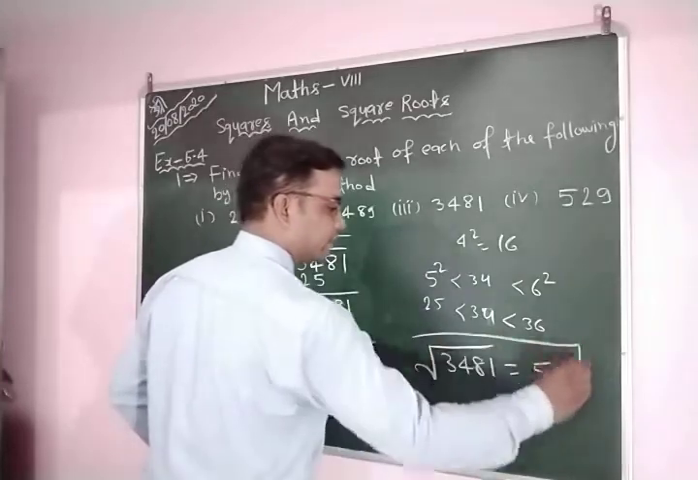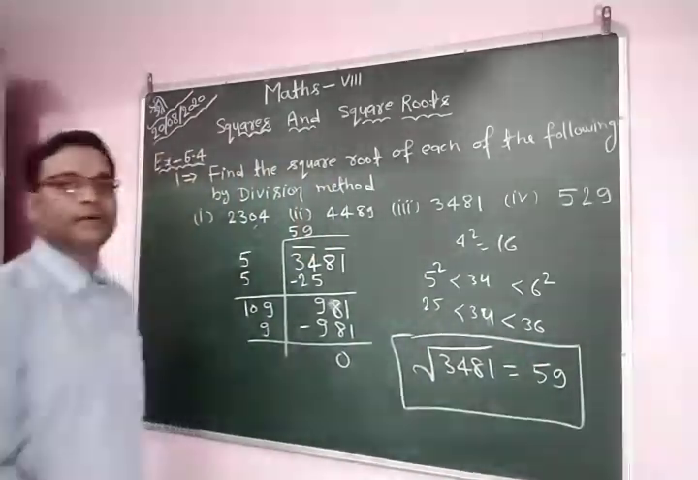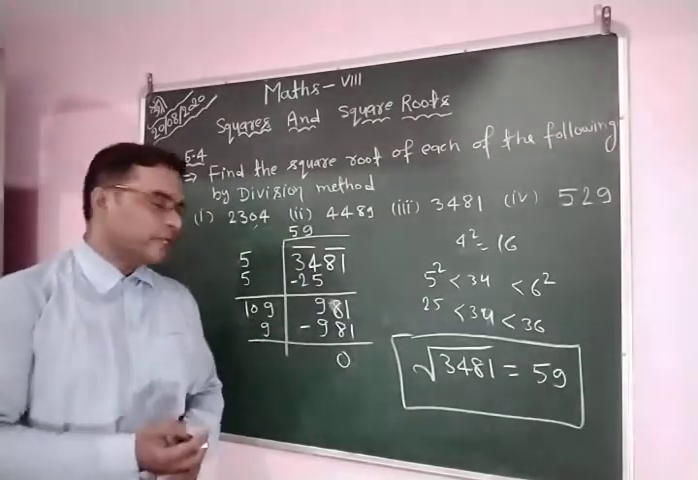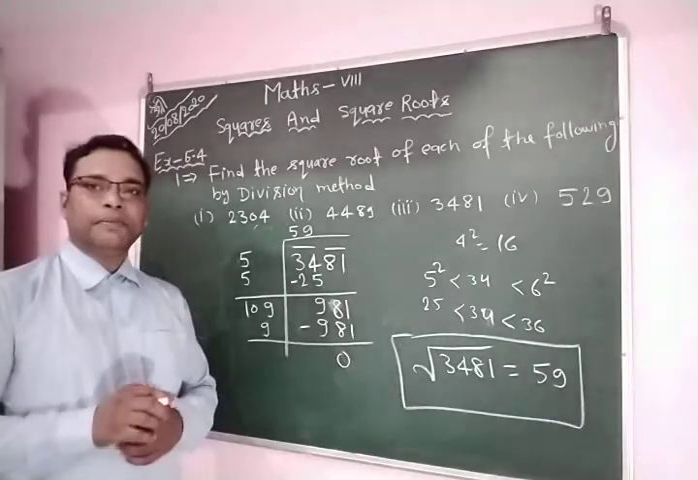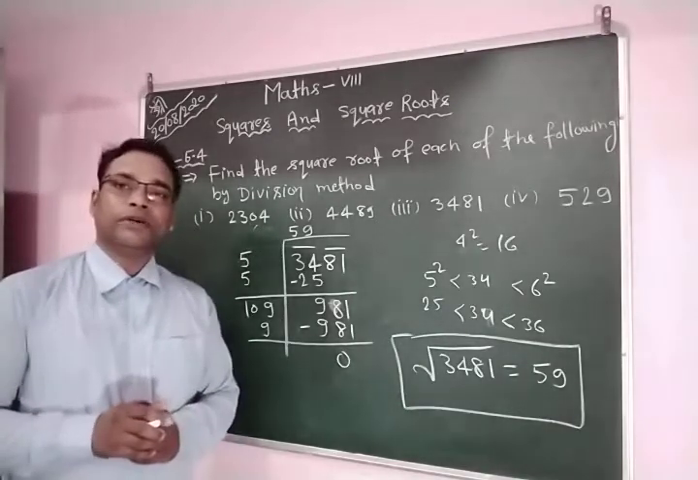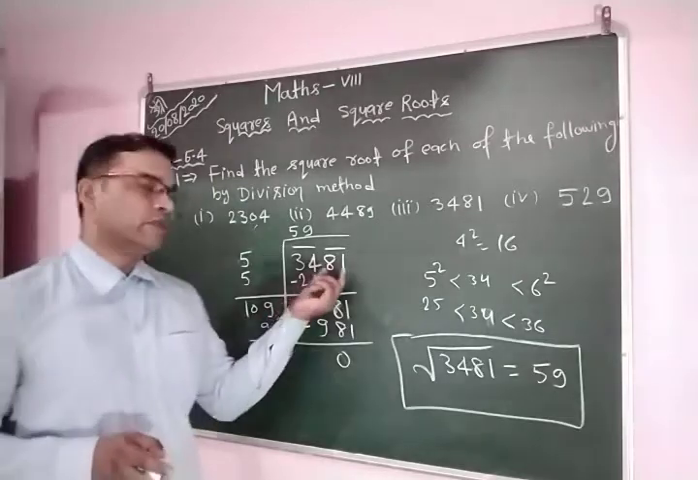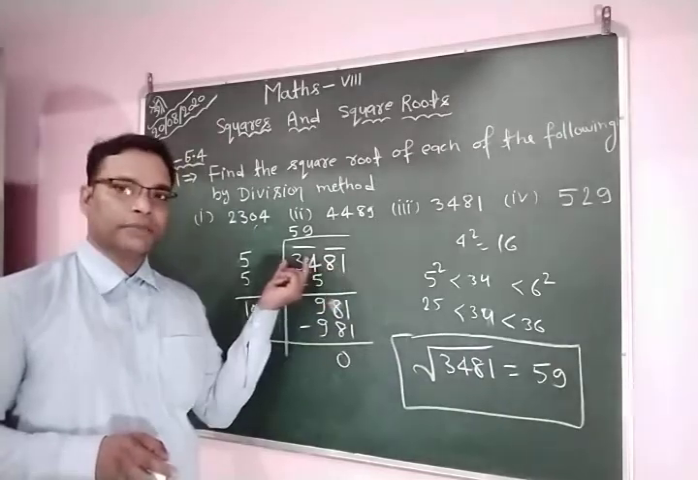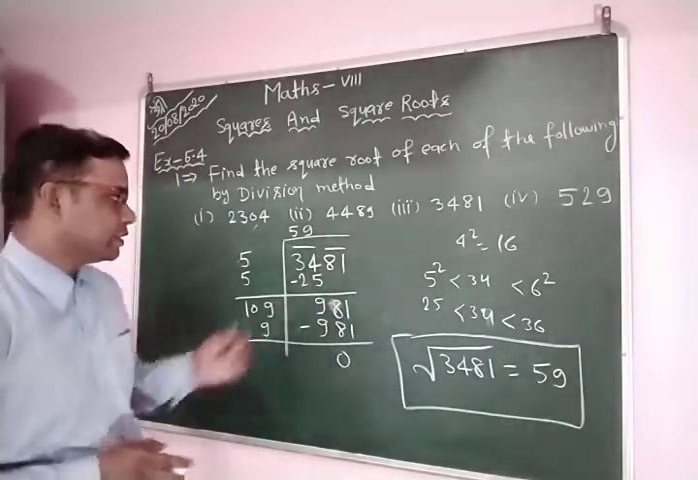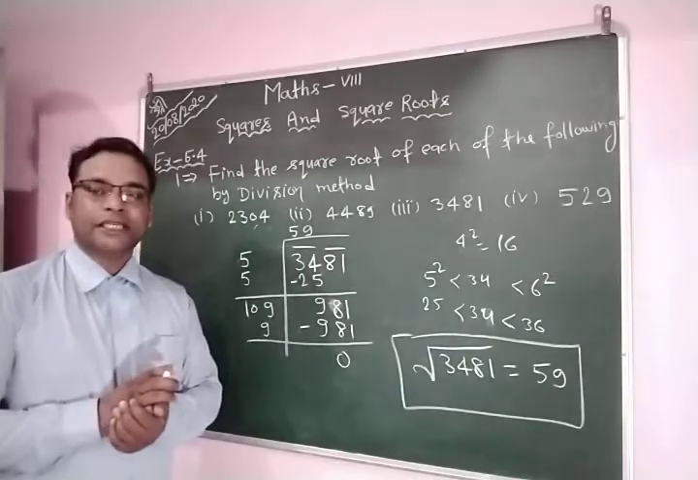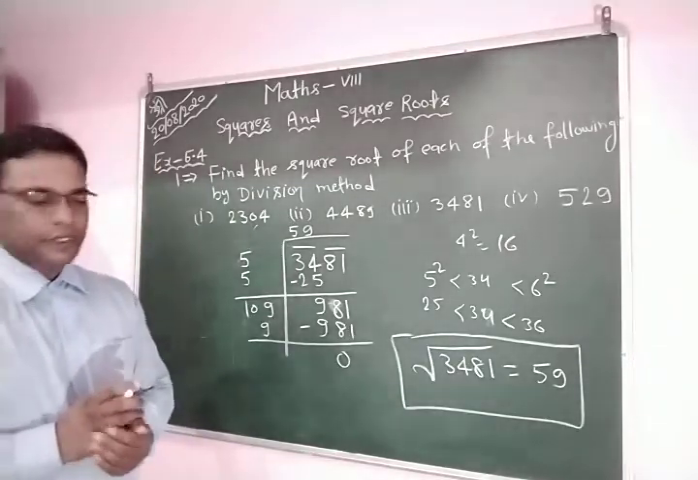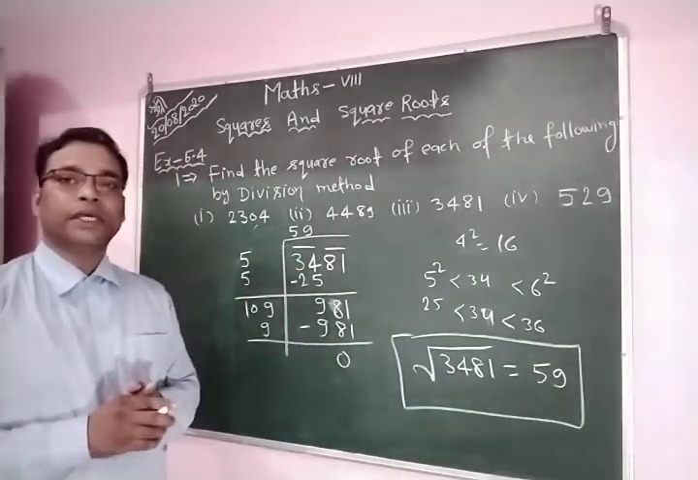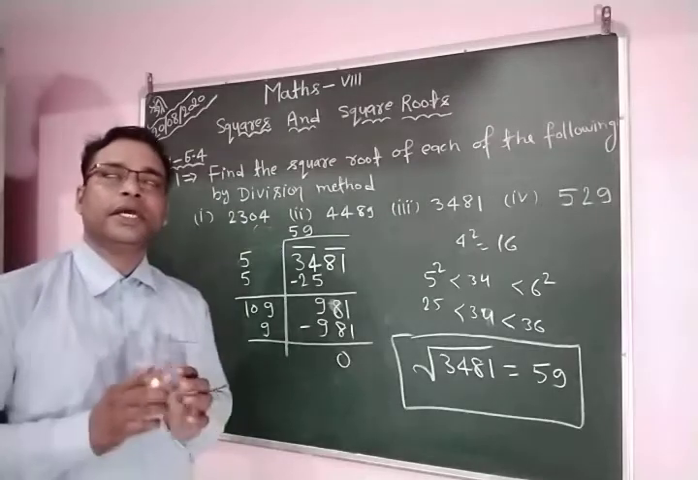This is the square root. How do we find it? First write 3481. After this we place bars on each pair, from right to left, starting from the one's digit: the first pair's bar, the second pair's bar. Now after this we take the extreme left pair. This is 34. We select a number whose square is less than or equal to 34.